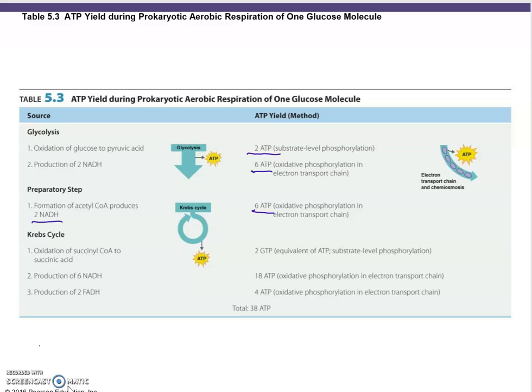In the Krebs cycle, of course, we're making quite a bit more NADH and FADH2. These hydrogens, they can then be converted in oxidative phosphorylation here to 18 ATP max, and another 4 ATP for these 2 FADHs. So grand total, best case scenario is going to be 38 ATP as per Tortora, and that really truly is best case scenario.